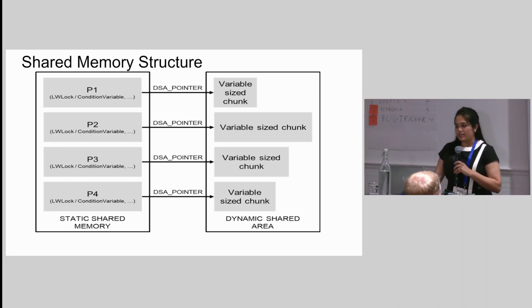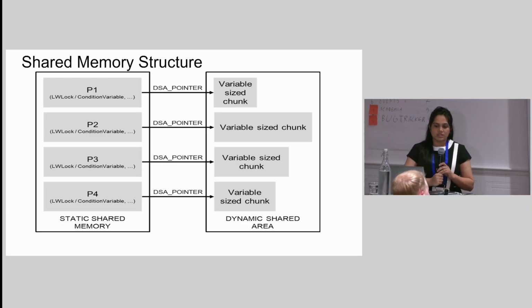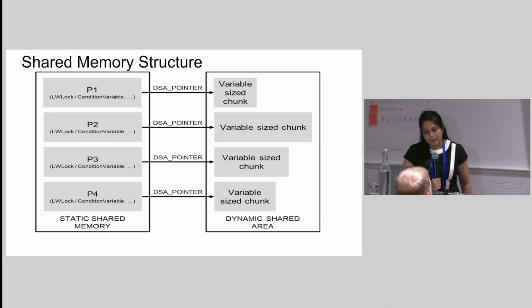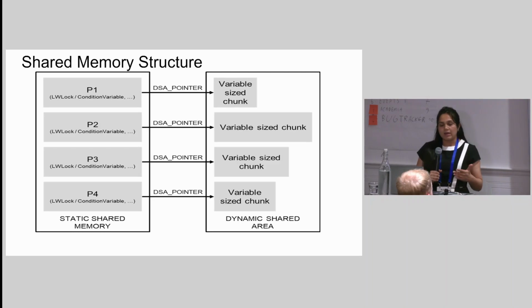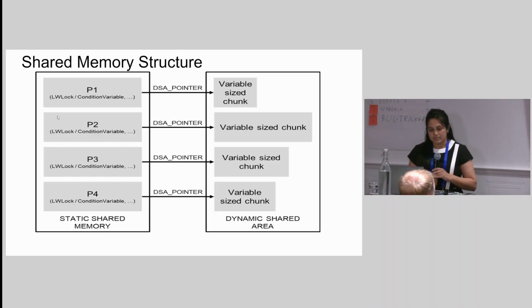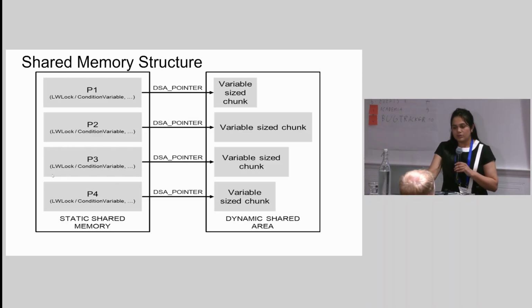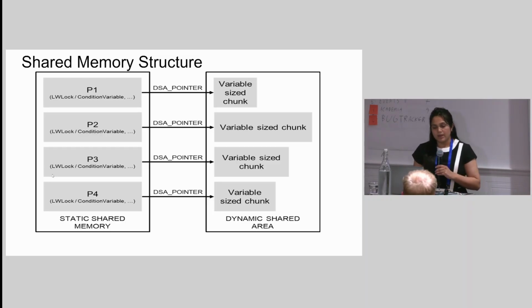Let's look at the shared memory structure. This is how the shared memory for this particular memory context statistics monitoring feature looks. On the left, you can see static shared memory. The static shared memory basically consists of an array of process-specific data. The index of this array is the proc number, and the number of elements in the array is the max processes. So this is defined statically at the start of the server.